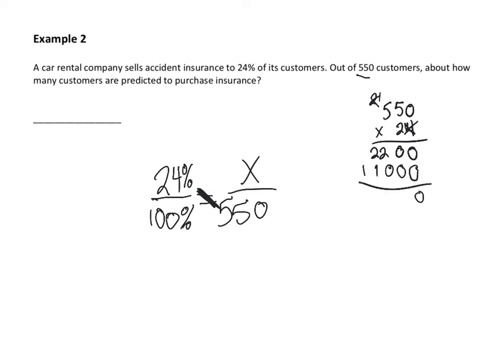So now we add up. And we get 13,200. So now we still have to divide down by 100. When we do that, we end up getting 132. So out of 550 customers, 132 are predicted to purchase insurance.